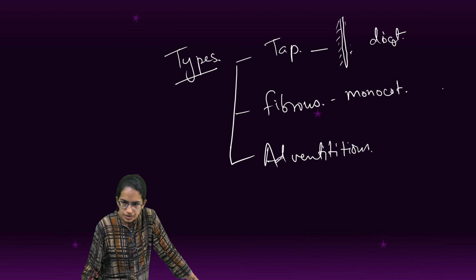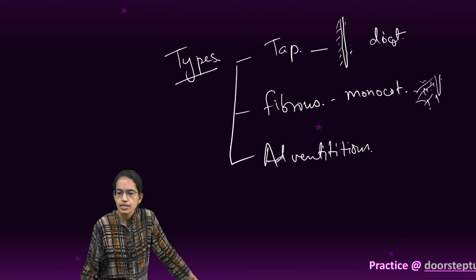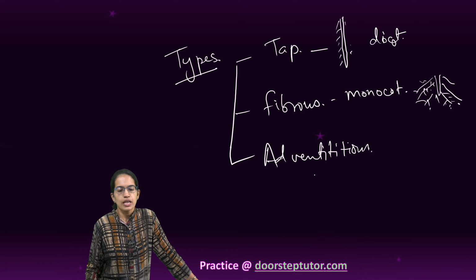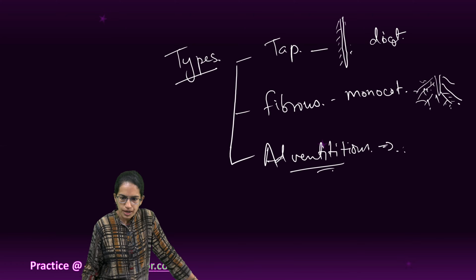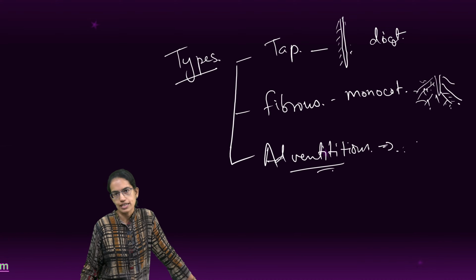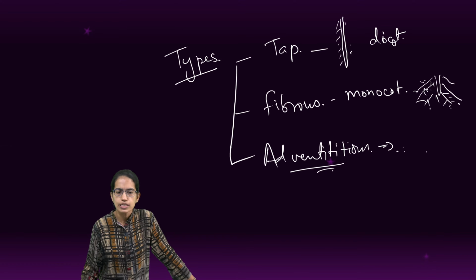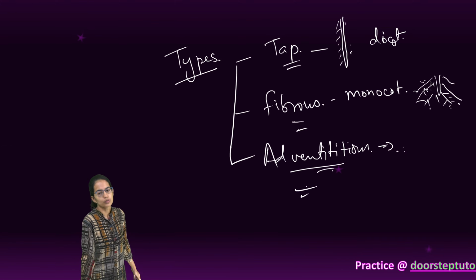Here the main root is short-lived and there is a huge number of branches from other roots which emerge from the main root. The last one is adventitious. It arises from any part which is not the radicle or the root. So it forms from any other part which is not the radicle or the root. And these are the three important types of roots.